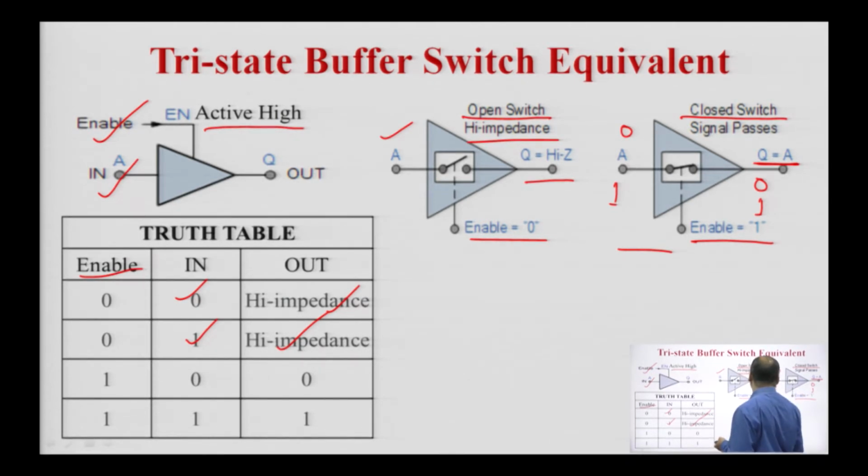When we apply logic 1 to this enable pin, it acts as a closed switch. If the input is 0, the output is 0, and if the input is 1, the output is 1. This is the logic used in the tri-state buffer. With the help of this truth table, we can easily understand its working. It acts as a switch. When the enable input is 0, it acts as a high impedance state, and when the enable input is 1, it acts as a closed switch, and the output is always equal to the input.